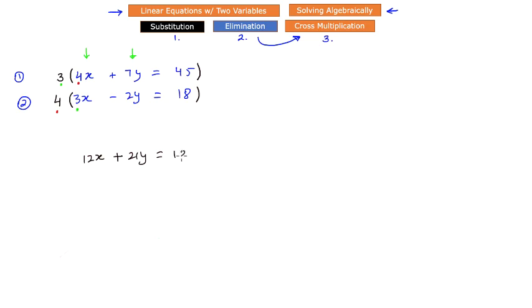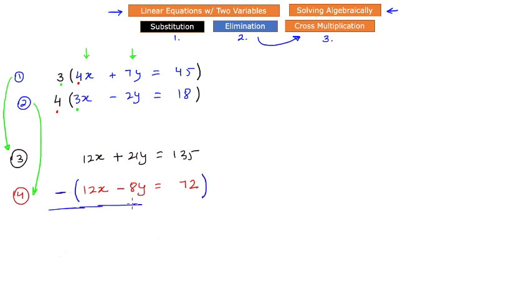Label it as equation 3, and then you will obtain another equation, equation 4, that will be 12x minus 8y is equal to 72. Okay, so these two equations, equation 4 is equivalent to equation 2 and equation 3 is equivalent to equation 1, right? At this stage, what I'll do is I'll simply subtract equation 4 from equation 3.